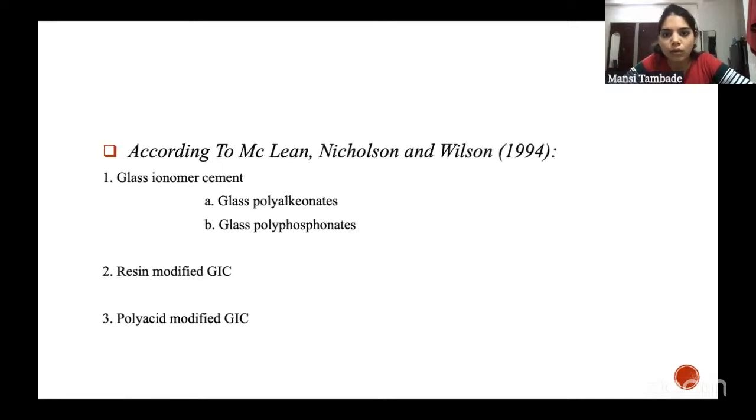According to McLean, Nicholson, and Wilson, this is also one of the classifications you can write if you want. But this is what I have set according to me. Your faculties, your teachers would have definitely taught you in some other way, or they might have given you the other classification you need to write. You may have taken the notes. You can definitely go for it.